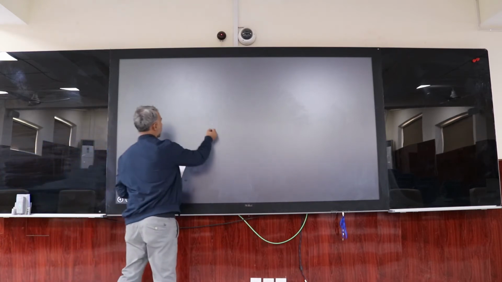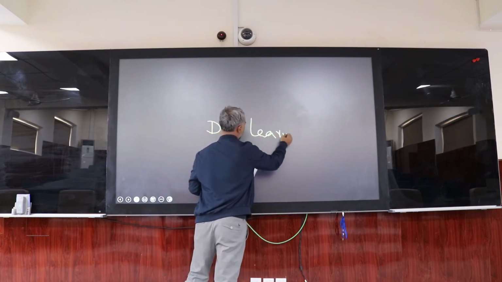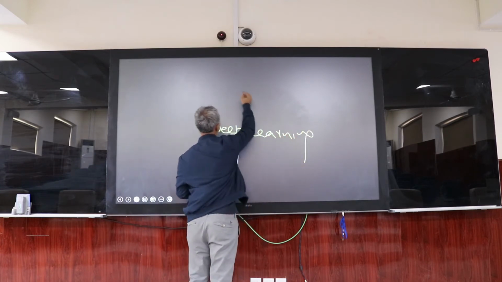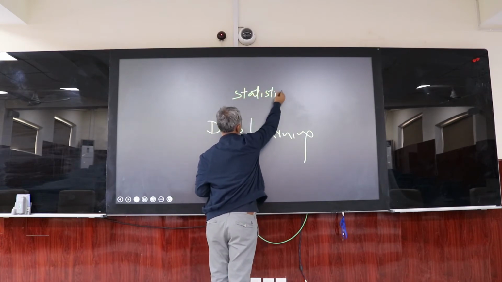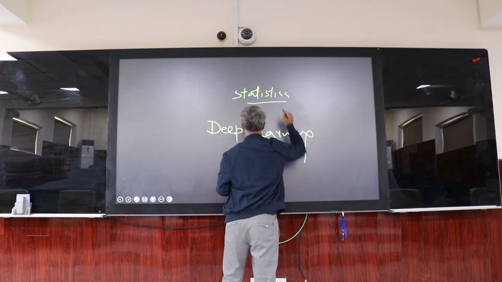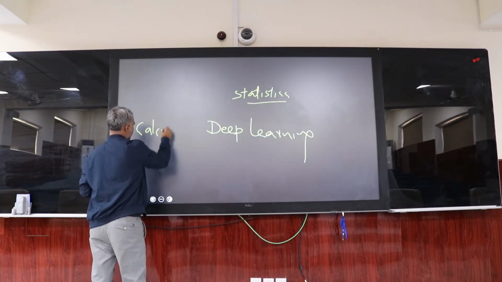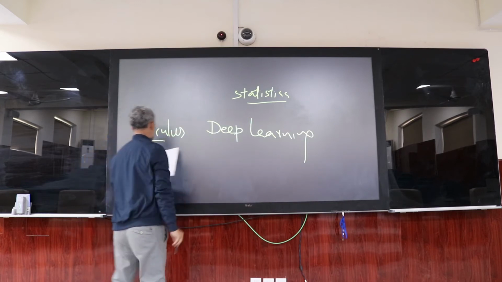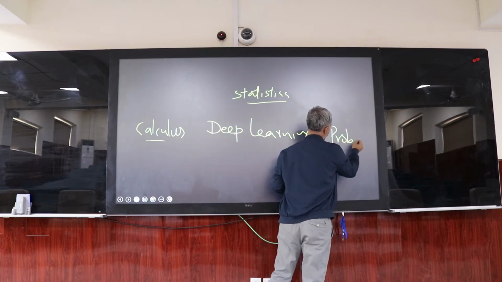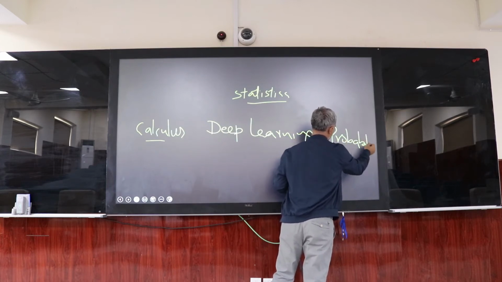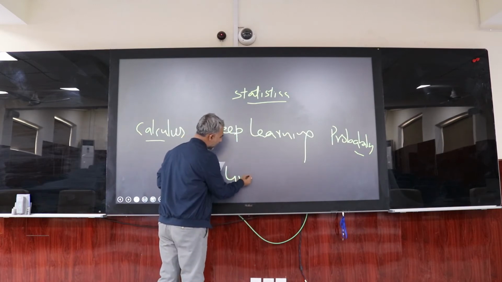In deep learning, there are four things. One is statistics, another is calculus, another one is probability, and linear algebra.